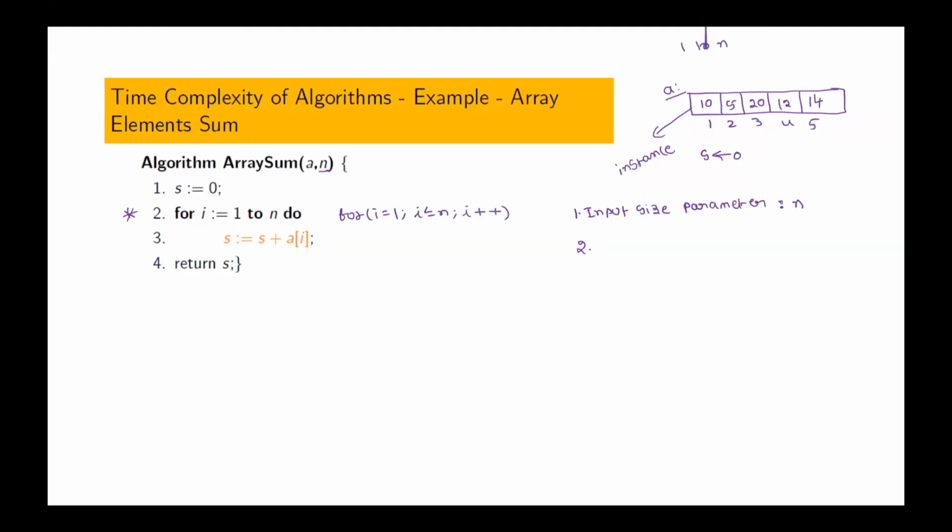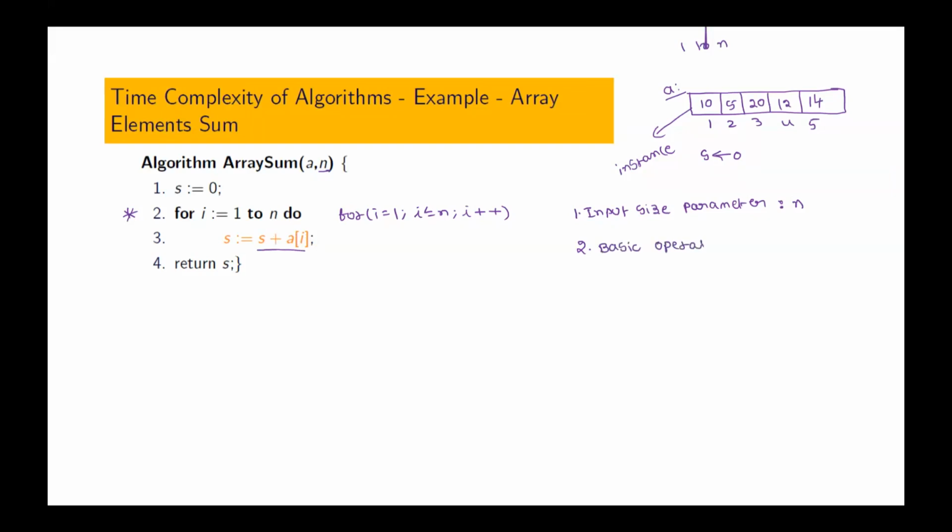Out of this, what is most important? Because that should actually do the work related to our problem, that is, finding the array element sum. The third step only. This is the actual work we are doing. In the third step, we are adding one element to another element. So what basic operation can we consider here?